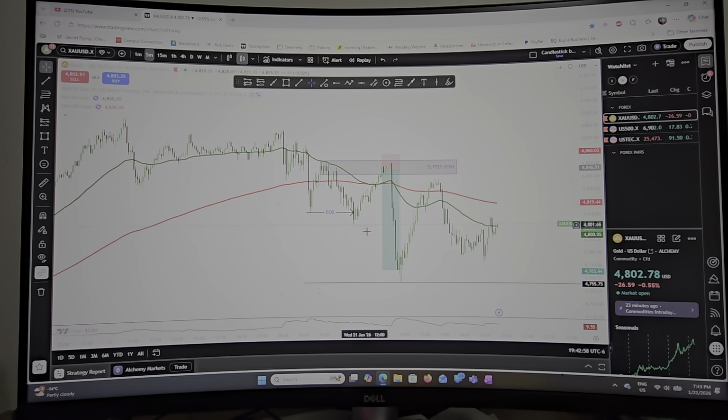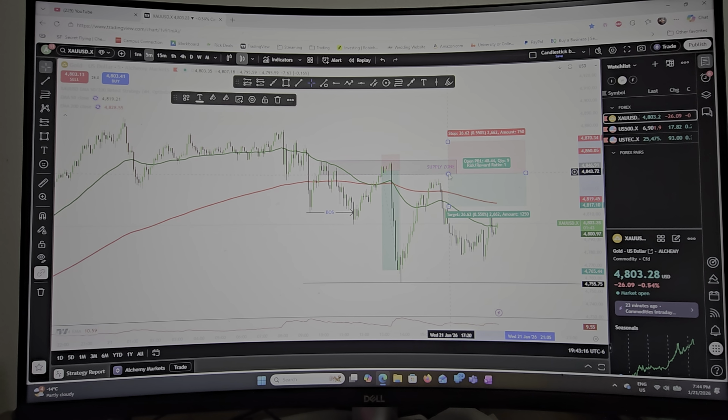I think it was the 25-minute time frame, yes. I marked my supply zone right there, and I did a sell limit order. Usually I like to enter my trades aggressively, and aggressive means you get in at the beginning of the zone and then put your stop just above the zone.